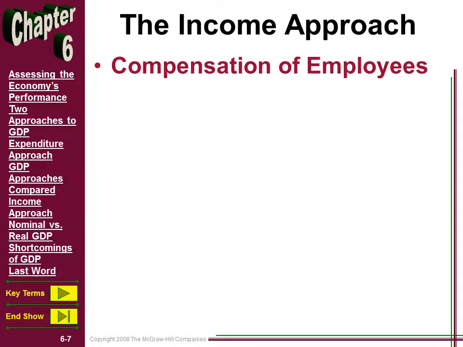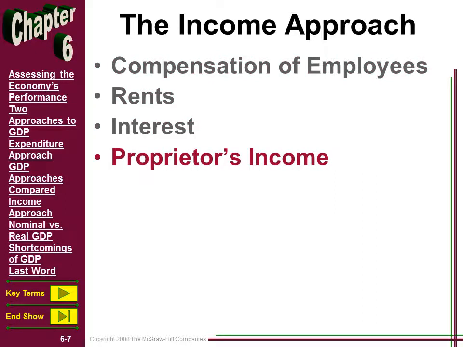When we lay out the numbers here for the income approach, the one that's going to jump out at you is compensation to employees, or compensation of employees. So the salary and fringe benefits, the wages that labor receives, is by far the highest number when you break down the income approach. We will look at the actual numbers on the next slide.